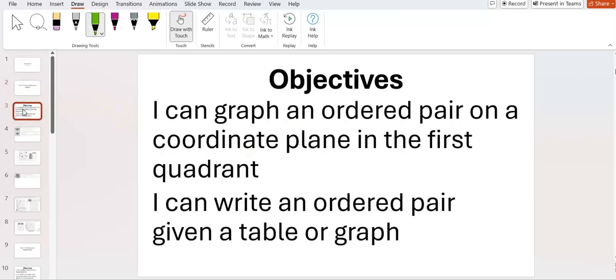So you might have done some of this in 5th grade, so we're just going to review a bit of it. I know in class we've talked a bit about it as well, so this is just a review about using tables and graphs. So in this video, you're going to learn how to graph an ordered pair on a coordinate plane in the first quadrant, and you're going to be able to write an ordered pair given a table or a graph.